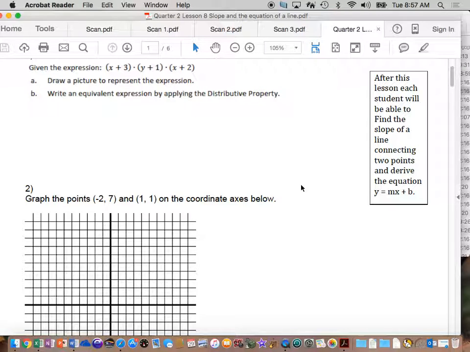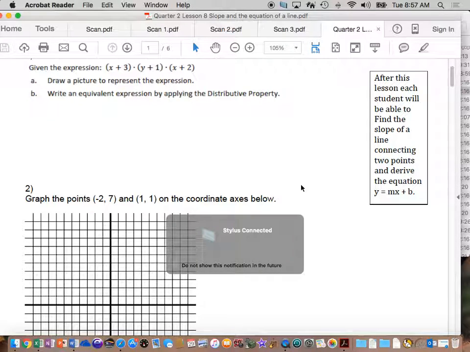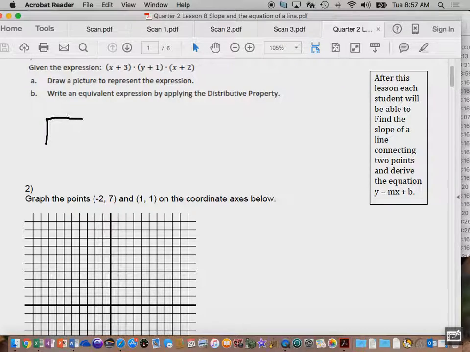all right, I'm going to go through this question, the first one, pretty quickly, and then I will work through the next 2 questions with you, and we'll see how we do. All right, as far as drawing a picture goes, draw a picture.